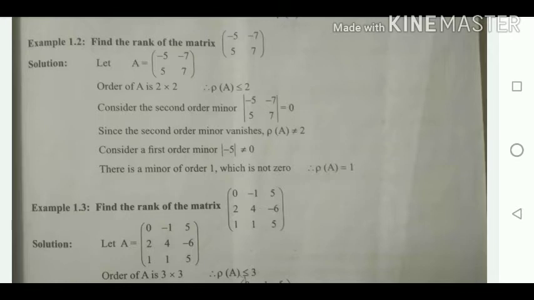If the second order minor is 0, then in such a case the rank is not equal to 2. Therefore the rank is at most 1. We consider whether any element in that minor is not equal to 0; if all are 0, then the rank of A is 0. Here the determinant of A equals 0. Therefore rank of A is not equal to 2. Hence consider a first order minor, minus 5, which is not equal to 0. There is a minor of order 1 which is not 0. Therefore rank of A equals 1.